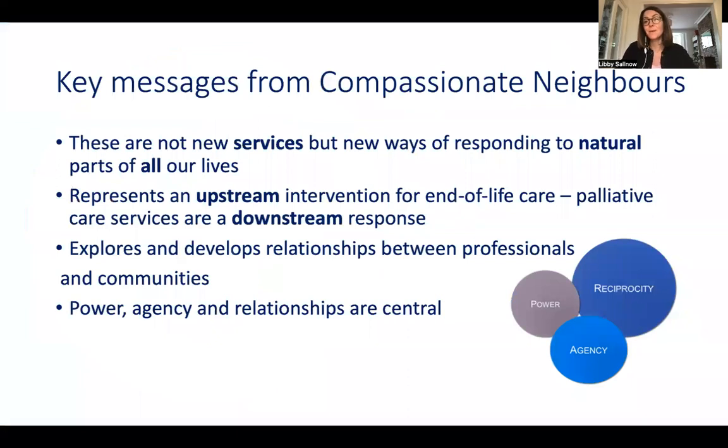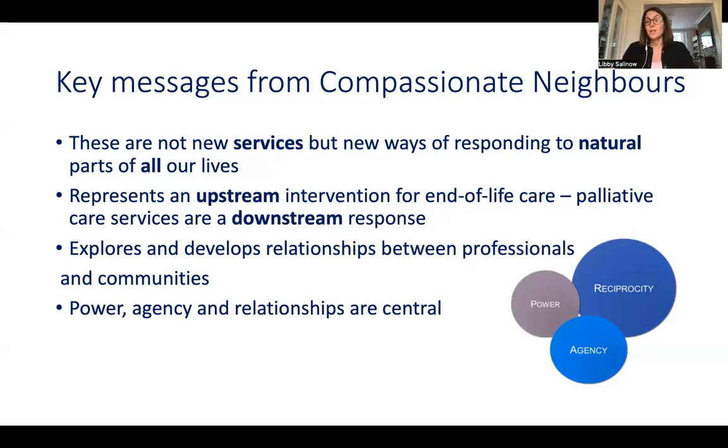The key messages from my study of Compassionate Neighbours are that these are not new services. Healthcare is really good at sucking things up and taking them over, but these are not new services. They're new ways of responding to the natural parts of all our lives. They represent an upstream intervention for end of life care, looking at times when people are much better. These networks, when people are well and thinking about how they could improve their society, are ways of thinking about death, dying, loss and grieving before it happens. Whereas palliative care services are a downstream intervention, because they wait until someone is diagnosed with a life-limiting illness. Then we begin thinking about what's important to you, what networks you have, where you would like to be. That's very much a downstream, acute response, and compassionate communities are an upstream, early response.